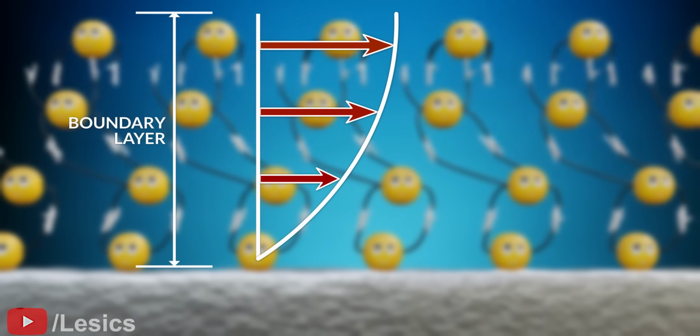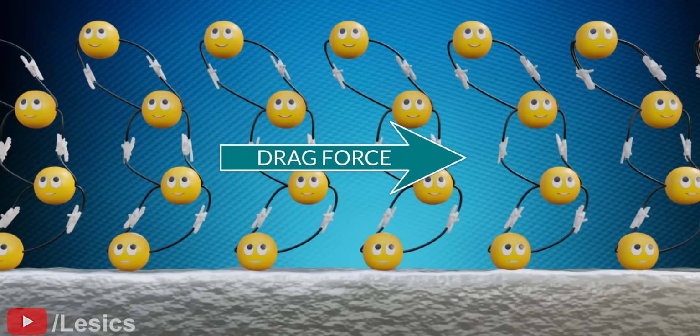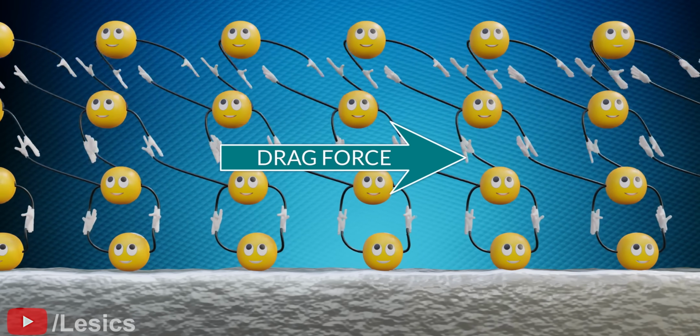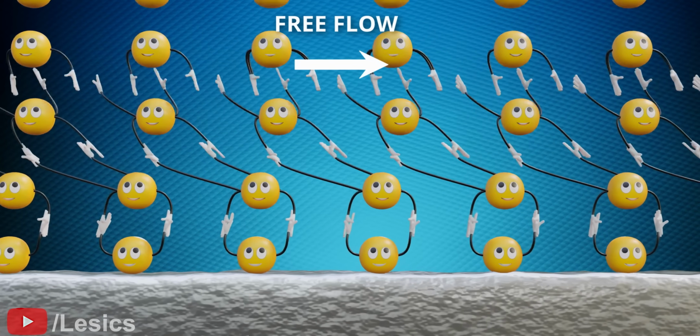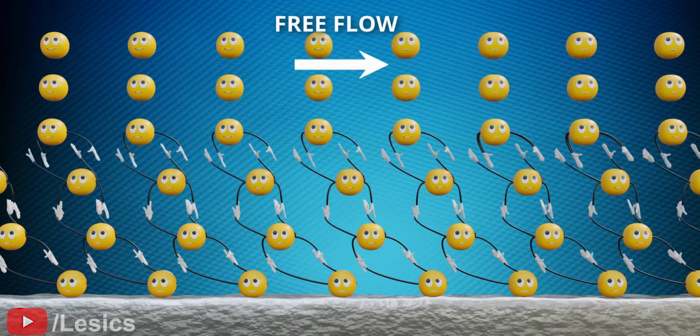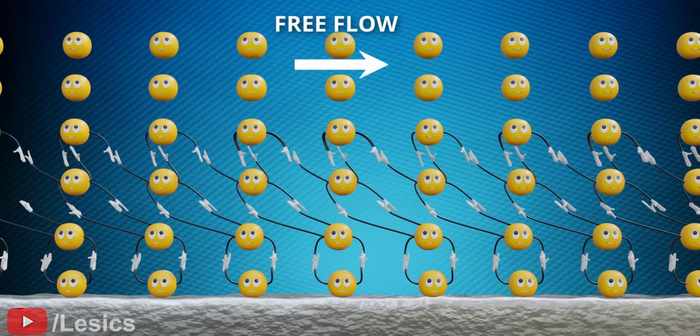Clearly, inside the boundary layer, one fluid layer produces a drag force on the neighboring layer since a relative motion occurs between the layers. However, outside the boundary layer, no relative motion occurs between the layers, or the force between the layers is zero.